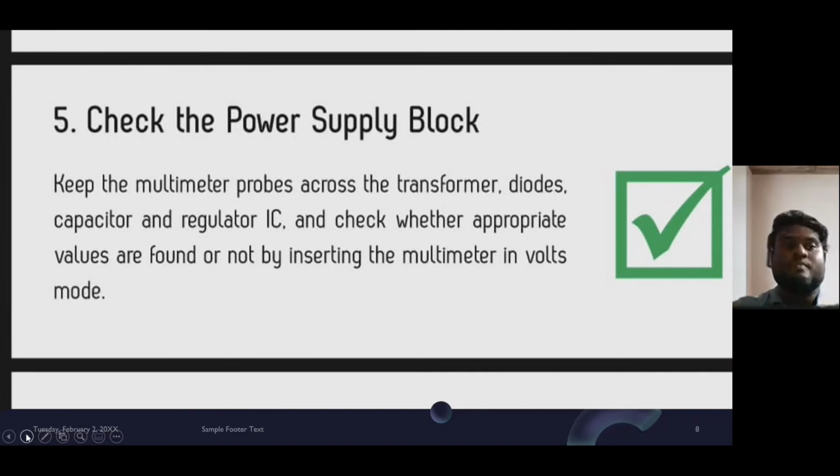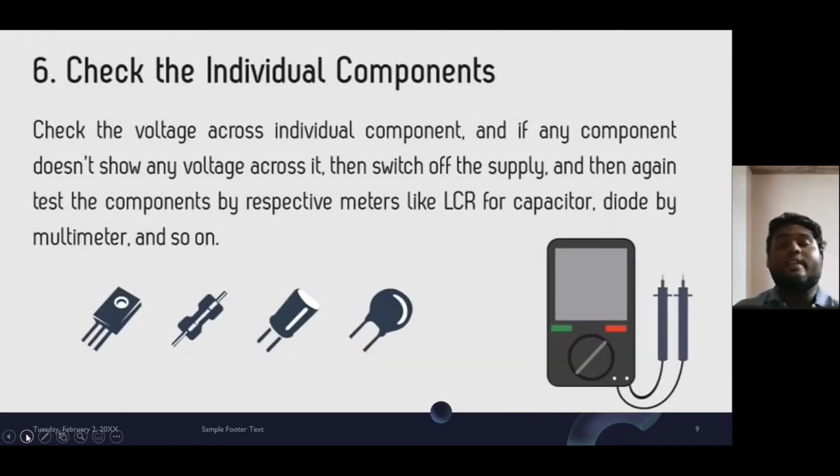And number 6, the next step was to check the individual components, which means check the voltages across individual components. If any component doesn't show any voltage across it, then switch off the supply and test the component again with respective meters, like an LCR meter for the capacitor, and the multimeter for the diode, and so on.